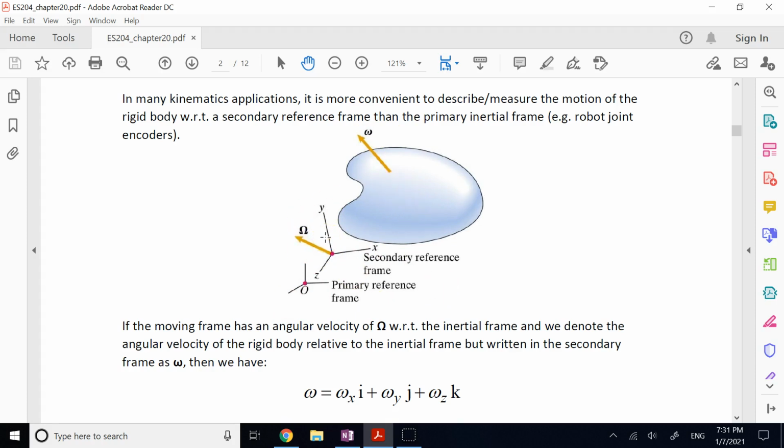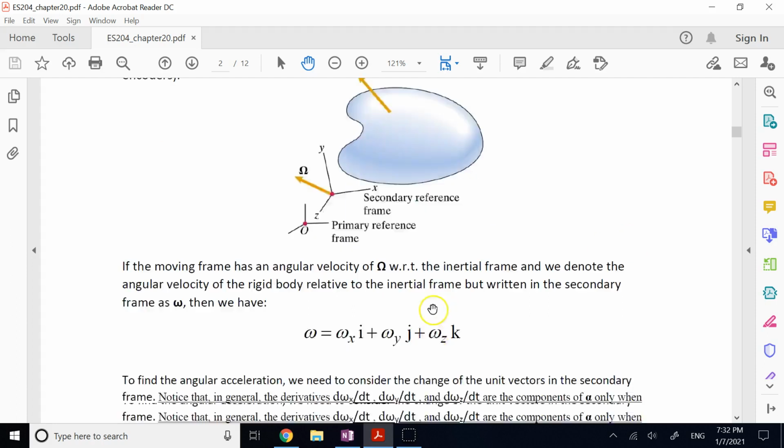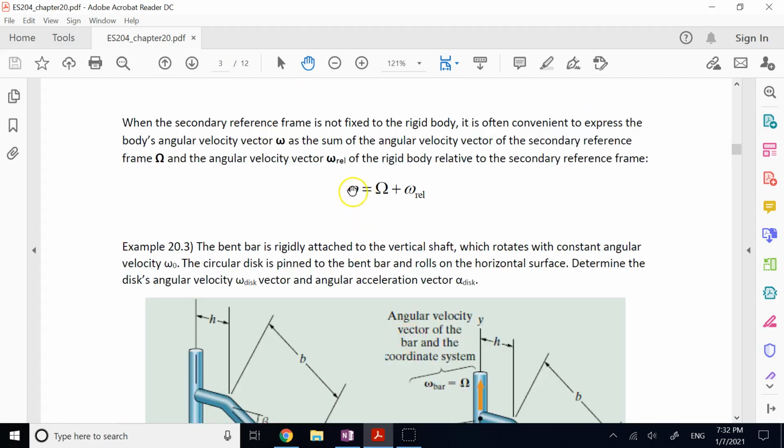Just like when we added velocities together, remember? Relative motion, V of A with respect to B is V of A with respect to C plus V of C with respect to B. So in this case, omega of the rigid body with respect to ground is omega of the rigid body with respect to the secondary frame, the sensor, whatever it is, plus the omega of that secondary frame or sensor with respect to the ground. It's a vector. We can easily use addition of vectors.